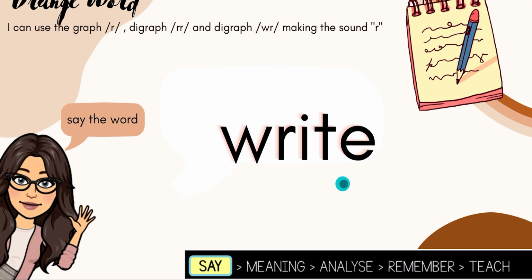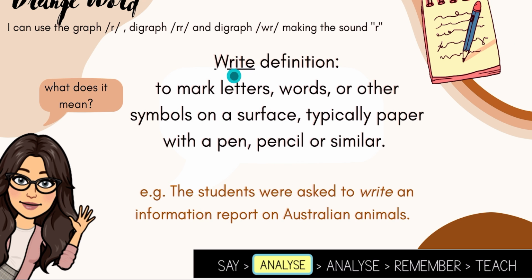The next word that we are going to be looking at today is the word write, and it is from the orange word column. I wonder what focus this word is looking at. Yes, it's looking at the digraph WR, which is making the R sound. Okay, the definition for write is to mark letters, words, or other symbols on a surface, typically paper, with a pen, pencil, or similar. Now, the sentence that I've put the word write into is, the students were asked to write an information report on Australian animals. And that is very true to a task that you had to do last week.